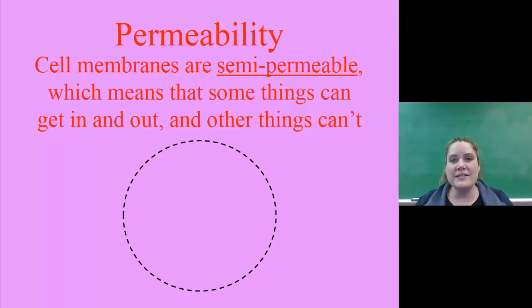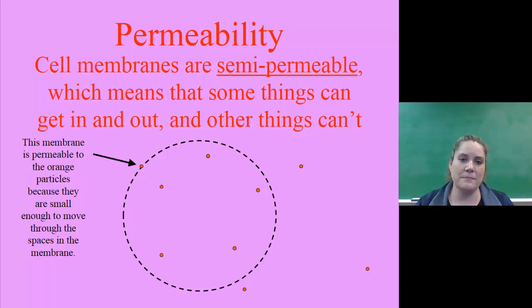Permeability is another idea. So cell membranes are what we call semi-permeable. Semi-permeable membranes means that some things can get in it and some things can't. Permeability just refers to things being able to get in and out. So a completely permeable membrane would mean anything can get in and out any way it wants to. Cell membranes are semi-permeable. Some things can get in, some things can't.